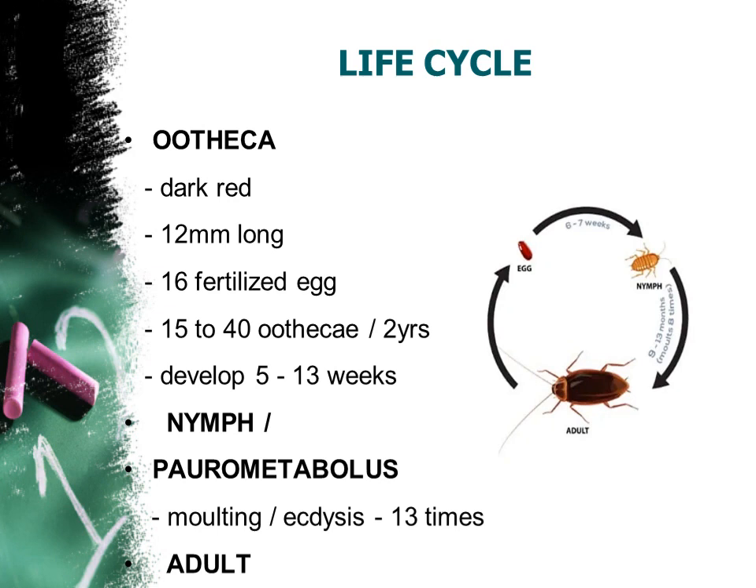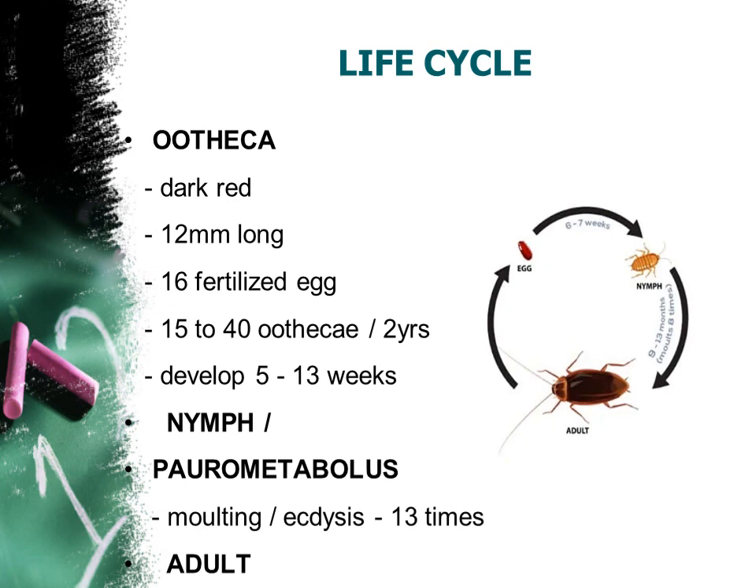Okay. So can you watch the ootheca in the figure? Okay. So inside this ootheca, around 16 fertilized eggs will be there. 16 fertilized eggs will be there, right? Then each cockroach is able to produce 15 to 40 ootheca in its life cycle, which is around 2 years.